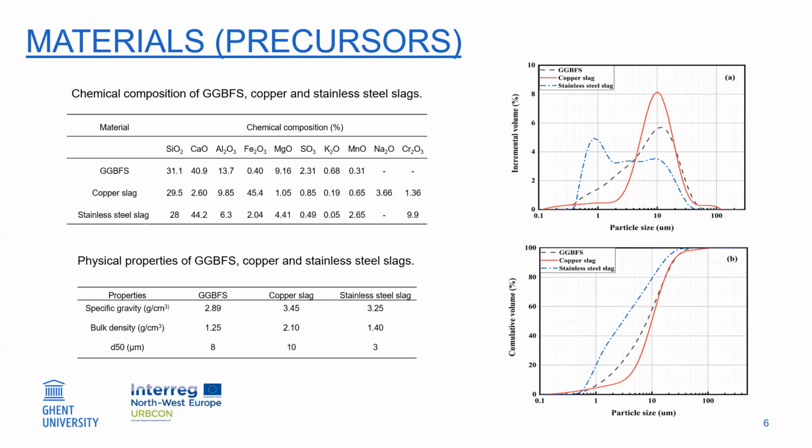As can be seen on the right side of the slide, the particle size distribution shows that the copper slag consists of a broader range of particle sizes compared to GGBFS and stainless steel slag.